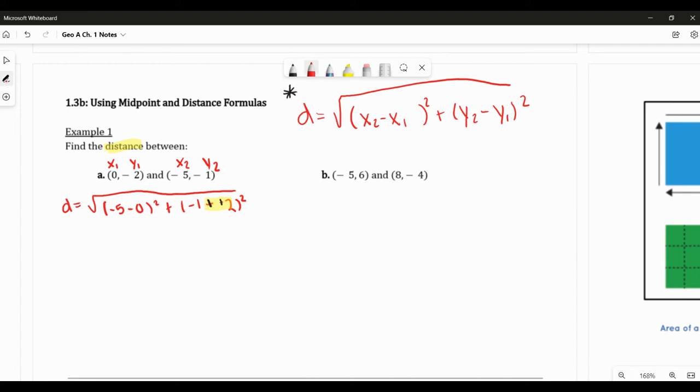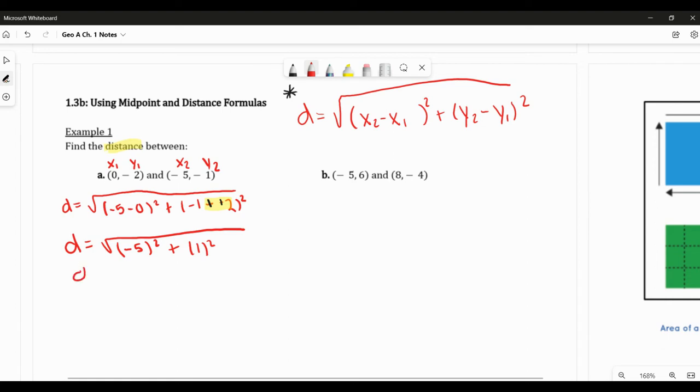Now at this point you have 2 options. You could plug this all into your calculator at once. That can get a little tricky, so I'm going to simplify it down a bit first. So I'm going to simplify what's inside of my parentheses. I know that negative 5 minus 0 is just negative 5. So that's just negative 5 squared. Similarly, negative 1 plus 2 is just going to be 1. So that's 1 squared. And so you'll notice we're already getting simpler.